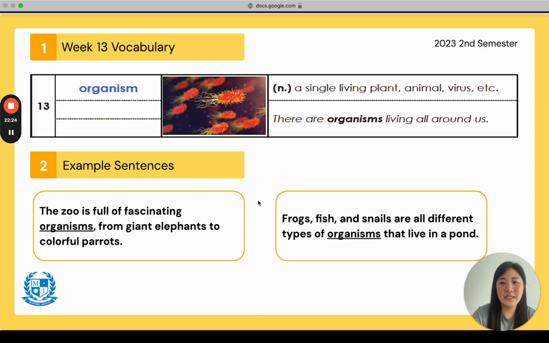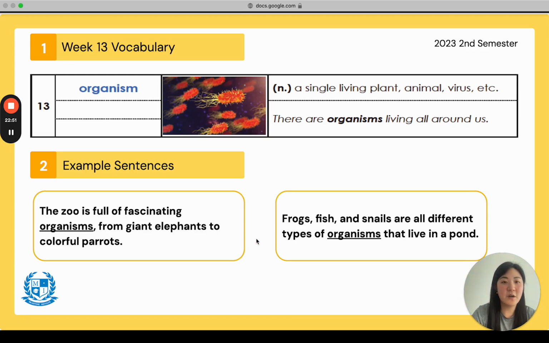Next word is organism. Everyone say organism. And it is a noun: a single living plant, or a living animal, or a living virus, and so forth. There are organisms living all around us. So these are not just people or animals or bugs. They can be plants. Those are also living organisms.